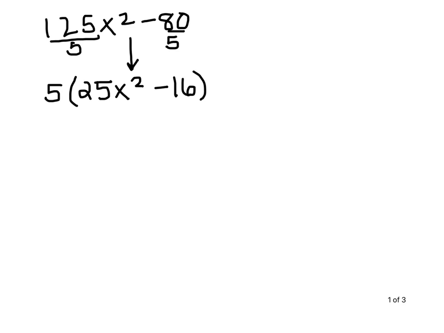Now, if you notice here, we have a perfect square, another perfect square, and a negative sign denoting a difference. So with a perfect square in the front and the back and no middle term, so no b term, this is known as difference of squares.